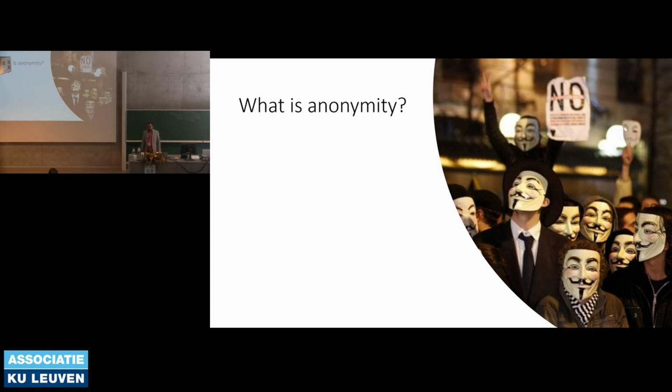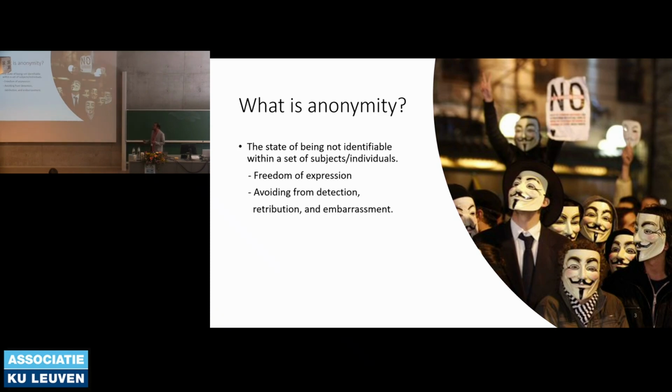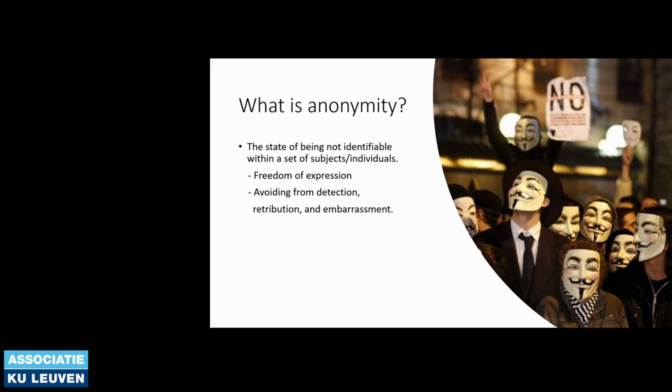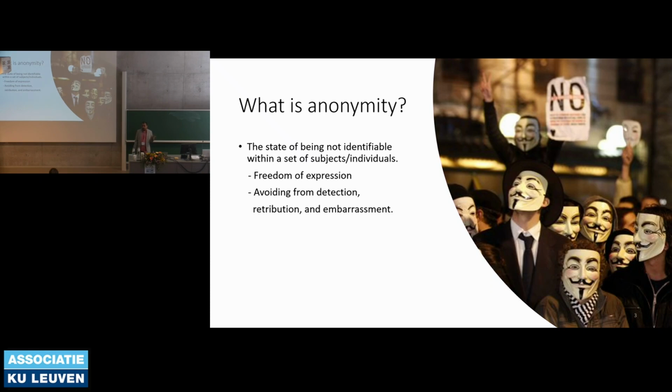So what is anonymity? Anonymity is the state of being not identifiable within a set of subjects or individuals. For example, you are a whistleblower in a company. You want to publish some company documents, and you don't want the company or any other people, or even the journalist whom you are sending the documents to, to know who you are, because that might cause other problems. Sometimes you are a social activist, sometimes you are a human rights activist, and you want to publicly publish your opinion, and you don't want the government or anyone else to know who you are, so that it doesn't blow back on you.